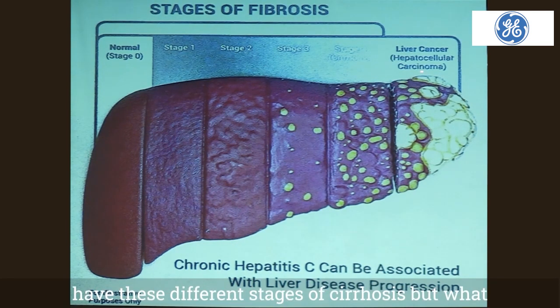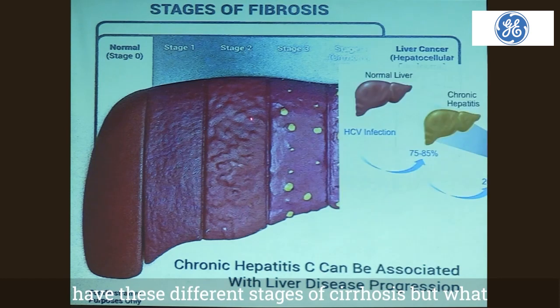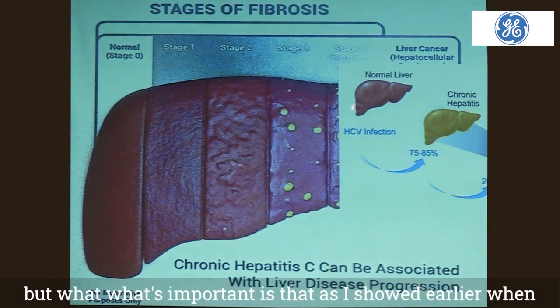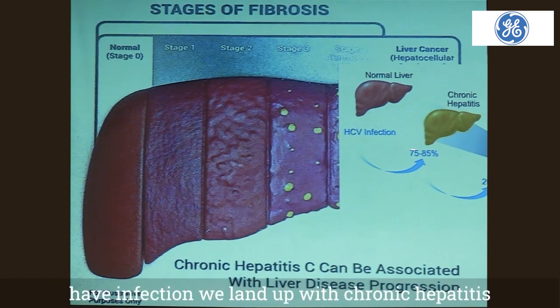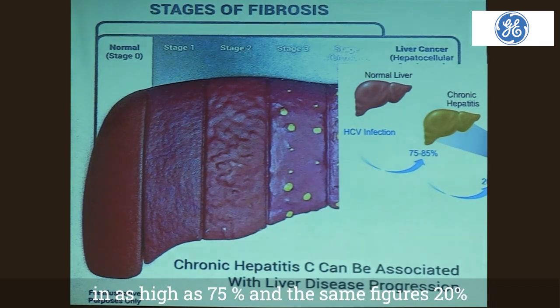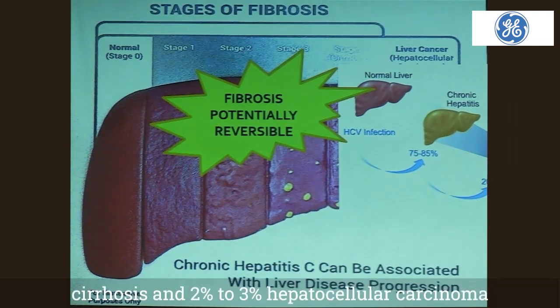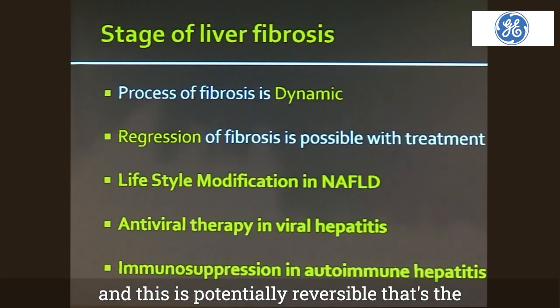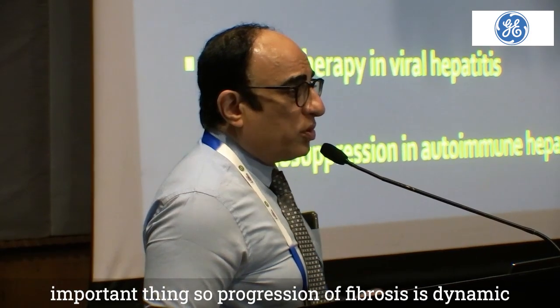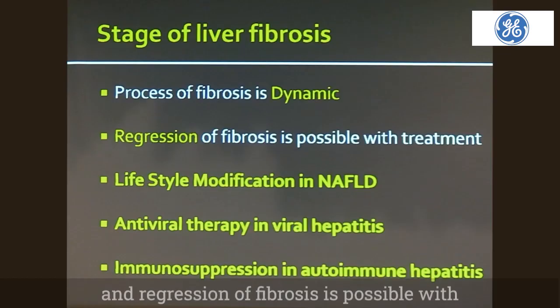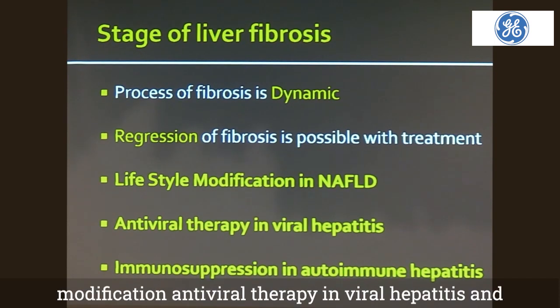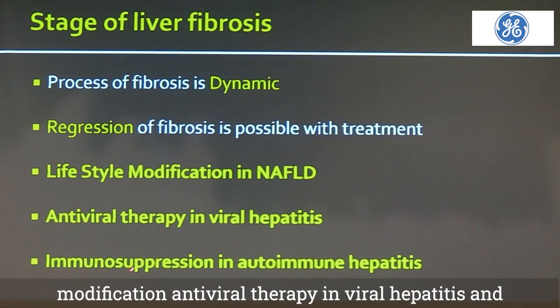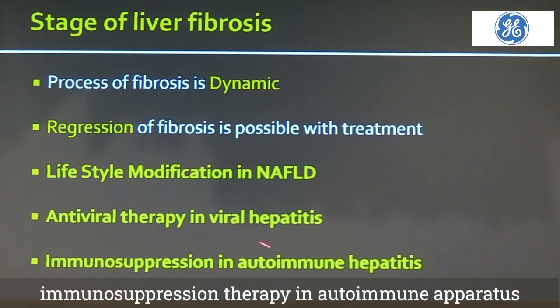So we have these different stages of cirrhosis, but what's important is that, as I showed earlier, when we have infection, we land up with chronic hepatitis in as high as 75%, and the same figures, 20% cirrhosis and 2 to 3% hepatocellular carcinoma, and this is potentially reversible. That's the important thing. Progression of fibrosis is dynamic, and regression of fibrosis is possible with treatment in some situations: with lifestyle modification, antiviral therapy in viral hepatitis, and immunosuppression therapy in autoimmune hepatitis.